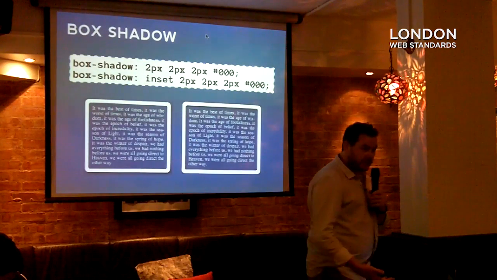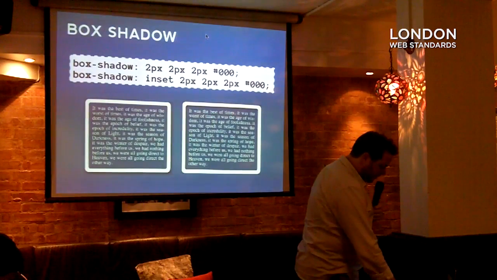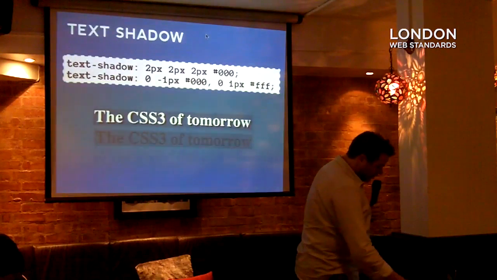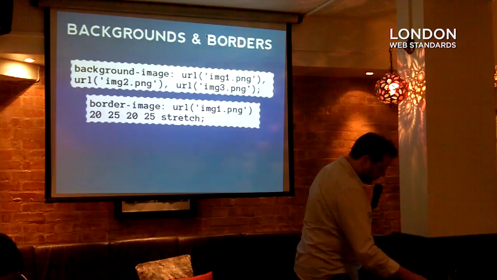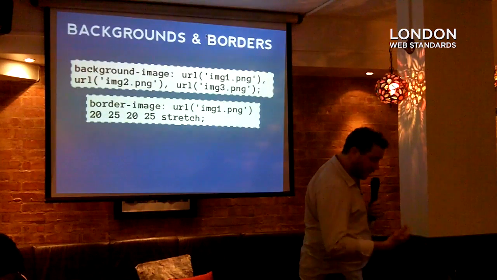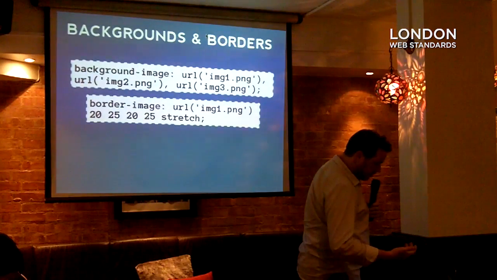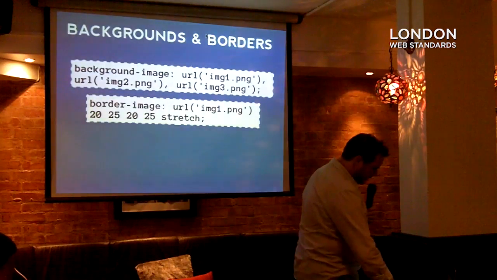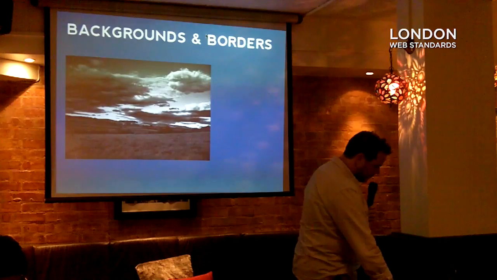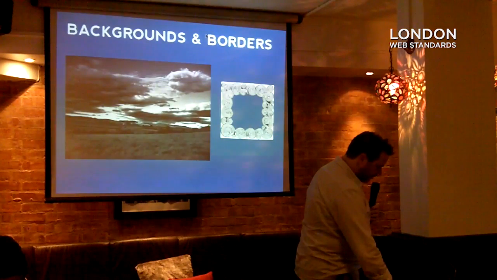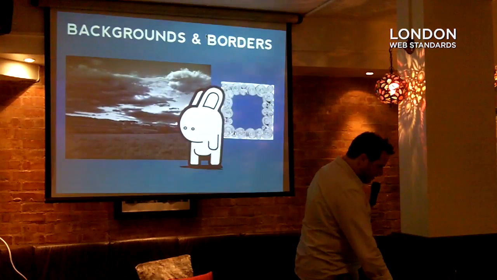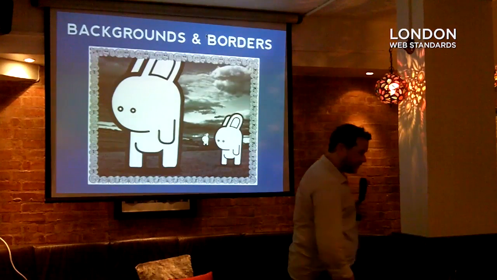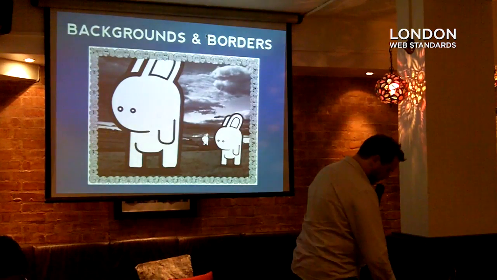Box shadow. We can do drop shadows. You know, they've done this in print for 200 years. It's about time we had it in CSS. Text shadow. Same thing as box shadow, but on text. Backgrounds and borders. Slightly more interesting. You can do multiple backgrounds on an element. You can put an image on an element, which means you can take an image like that, plus an image like that, plus an image like that, and make an image like that. Now you couldn't do that in CSS before.